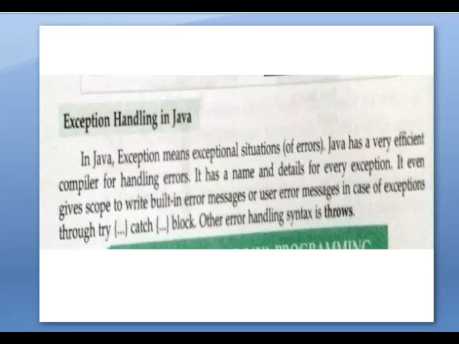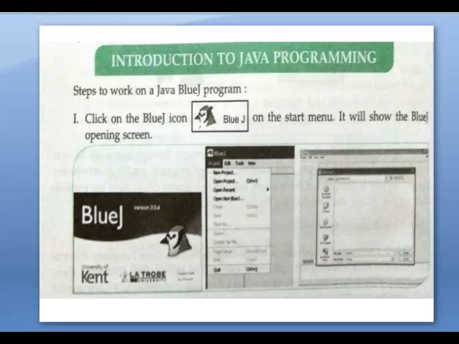The next one is introduction to Java programming. How will you start Java programming? In class 10 you studied how to write a program on the computer. You have to follow some steps. Steps to work on a Java BlueJ program. First click on the BlueJ icon in the start menu or on the desktop. It will show the BlueJ opening screen.